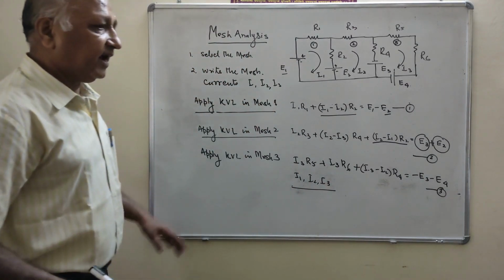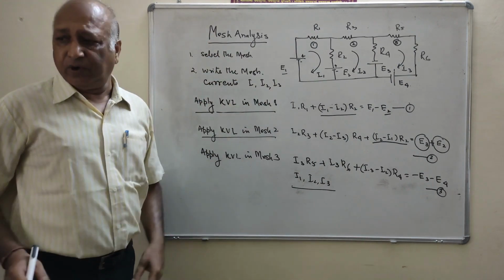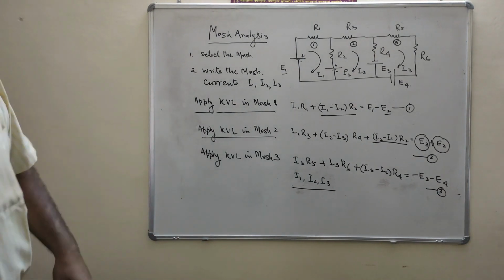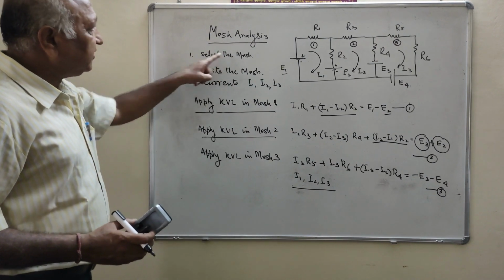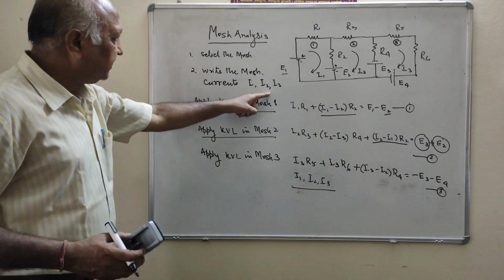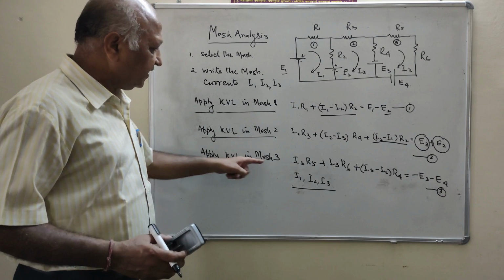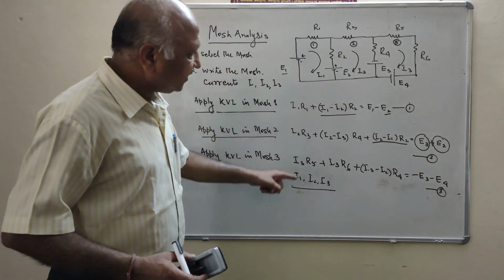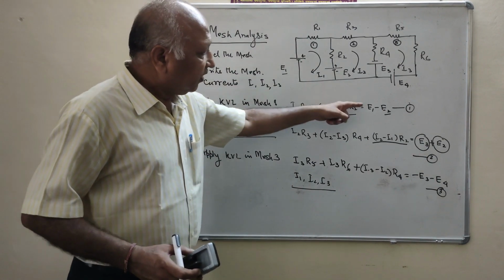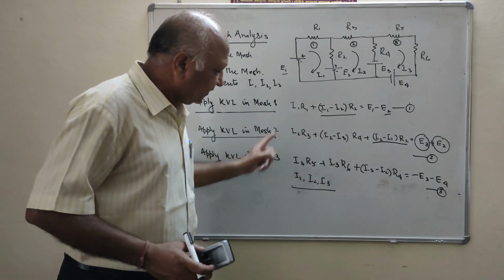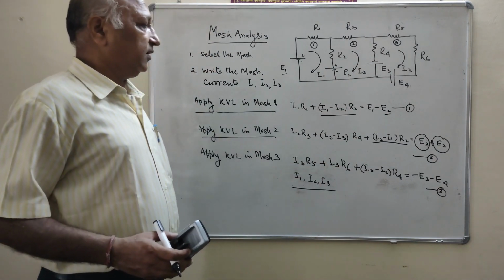Clear? This is the method, and we will solve with a small example. Then we will take a harder problem. You will understand what mesh analysis is: select the mesh, write the mesh currents I1, I2, I3, apply KVL in mesh 1, apply KVL in mesh 2, apply KVL in mesh 3, and we are writing the equation according to the polarity. Clear? When we solve equations 1, 2, 3, that means there are 3 unknowns, I1, I2, I3, and you will get the solution. Any doubt?